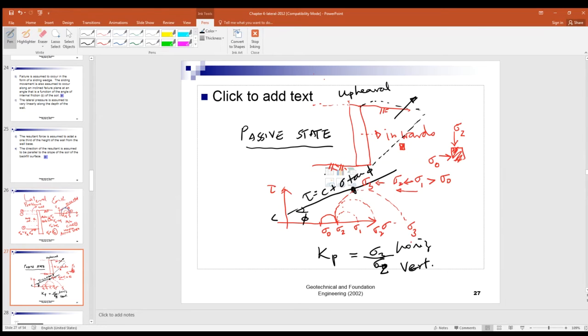So in other words, if the Mohr circle is going on the left-hand side, that is the active state. On the right-hand side, it gives you the passive state.